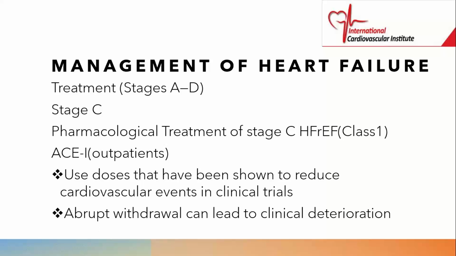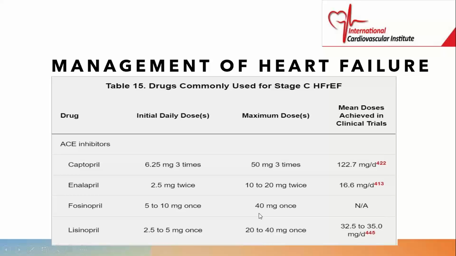Most of the medicines that we use to treat cardiovascular problems, we always try to mimic the studies. So whatever dose was used in the studies to show improvement in survival or morbidity, you try to see if you can achieve those doses. So don't start at the lower dose and just leave it like that. If the patient tolerates the lower dose, you try to increase the dose to get to the study dose. And try not to do abrupt withdrawal of ACE inhibitors as well.